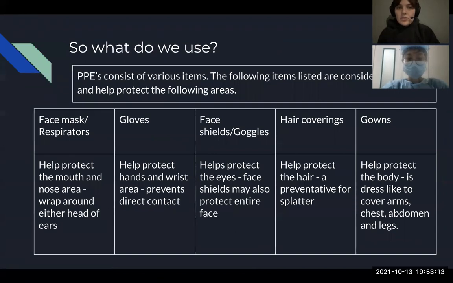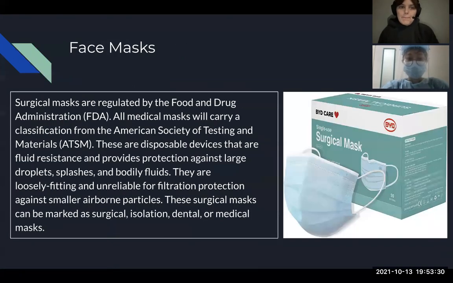And basically, this is just what we use. PPEs consist of various types of things that could help protect against infection. This is just a list explaining what each PPE is and what it could help you protect. A surgical mask can be marked as isolation, dental, or medical mask. These are disposable devices that are resistant to fluid and provide protection against large droplets, splash, and bodily fluids. However, they are loosely fitted and unreliable against smaller airborne particles.